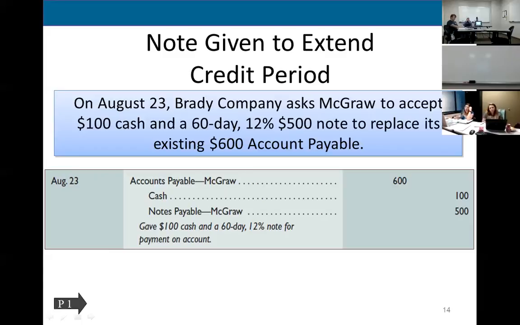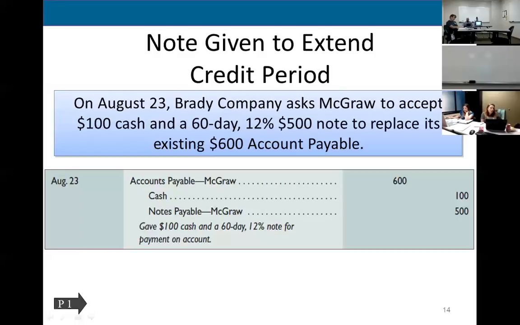Okay, so they're giving you a longer amount of time to pay it at a higher percentage if you don't? This is what they're asking for. So they're asking to reclassify it from an accounts payable to a notes payable. And for that, they're going to offer $100 in cash, and they're going to pay that 12% interest. Okay, so basically they need more time to pay it. This would be an example of that, yes, even though they're paying more, essentially.